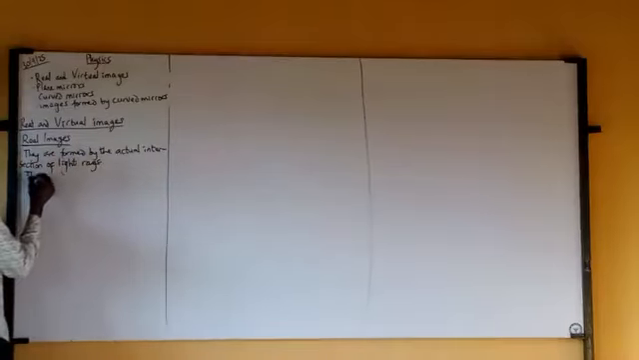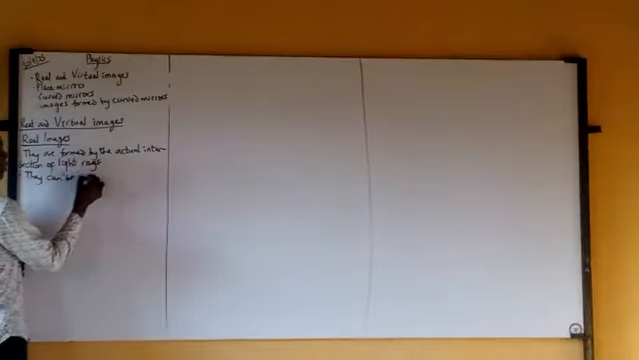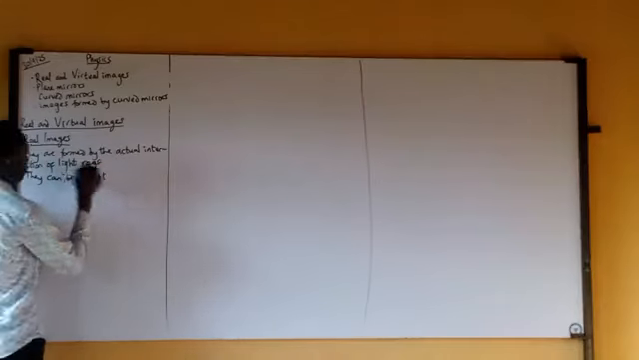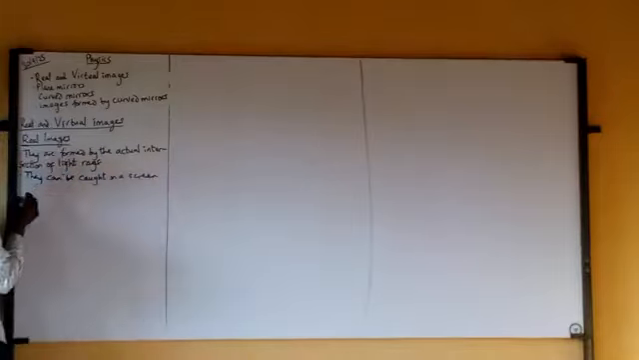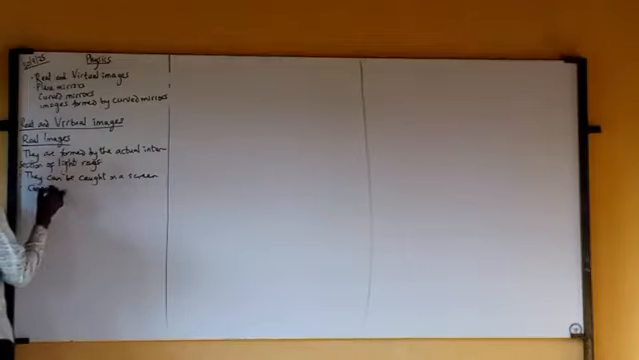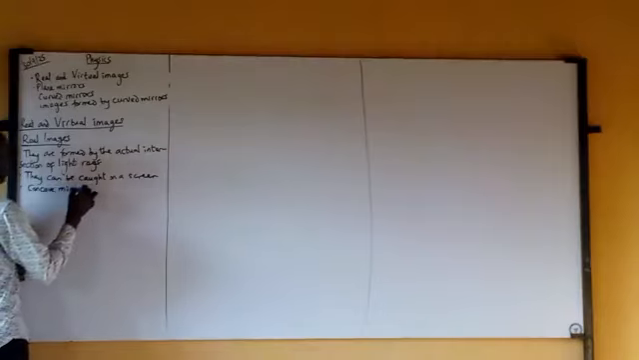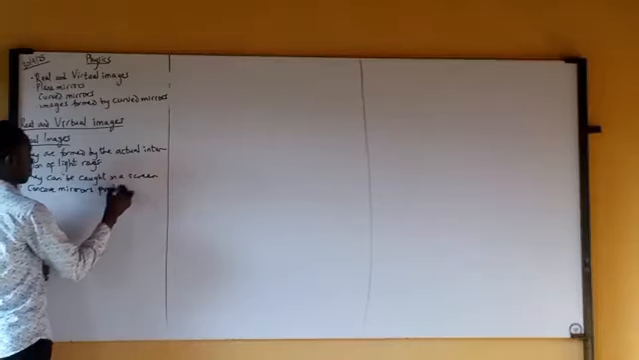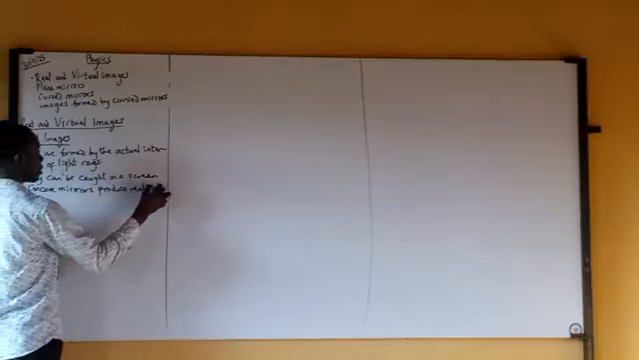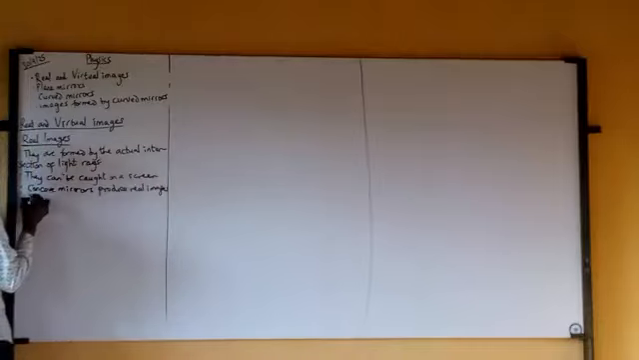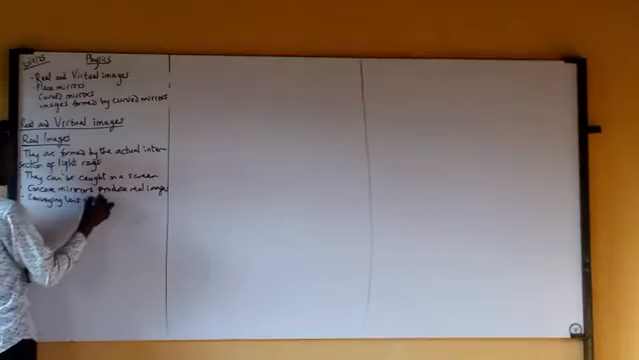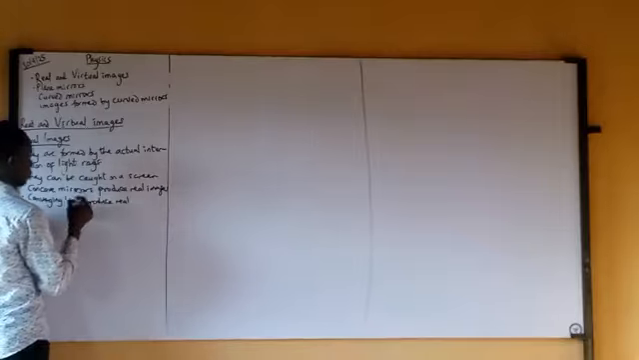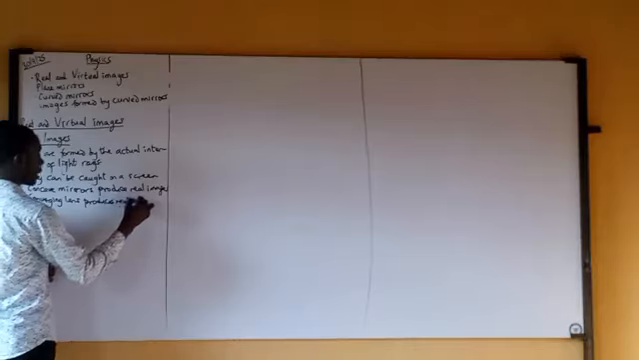Another one is that they can be cast on the screen. Real images can be cast on the screen. You can have them pasted on the screen. Another one is that concave mirrors produce such images, they produce real images. Also, converging lenses do the same. Converging lenses produce real images.